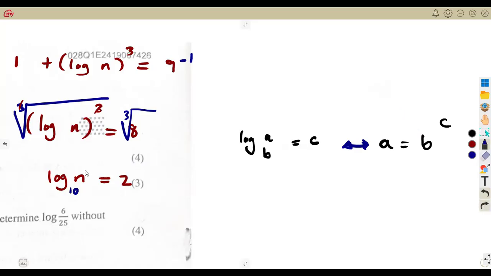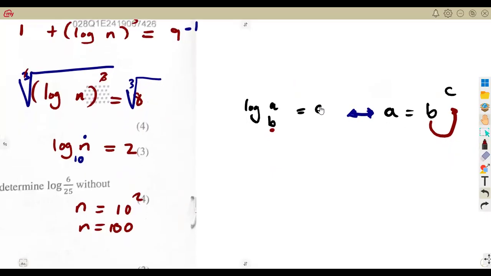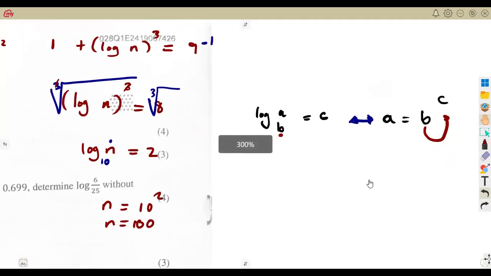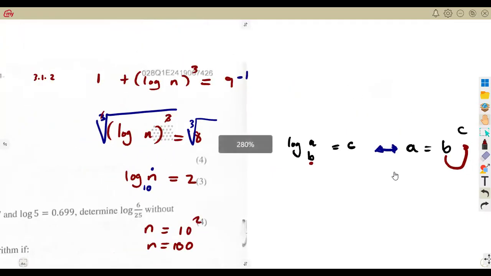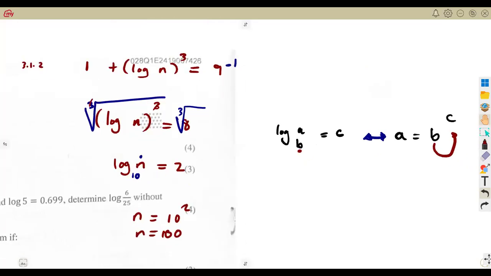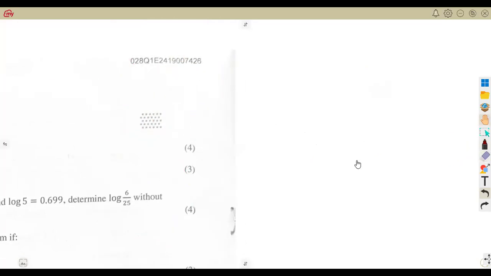So what is our A? This is our N. So it means N is equal to B to the exponent of C. This is the base B, 10 to the exponent of what? Of 2. Just like that. So therefore, N is equal to 100. N will be equal to 100. So guys, revise the logarithms. All the basics, they're important. Let's move on to another part.